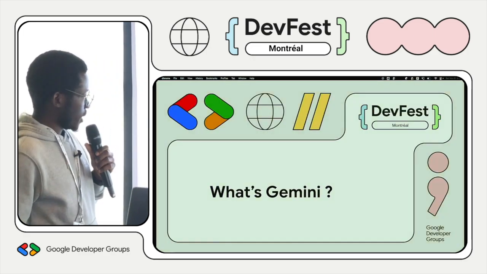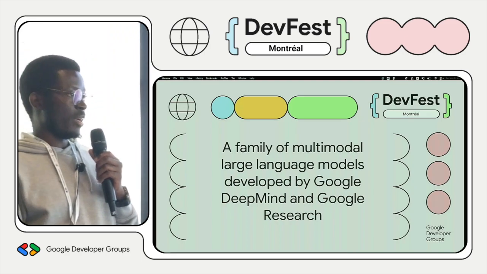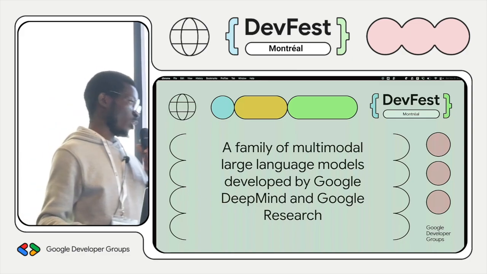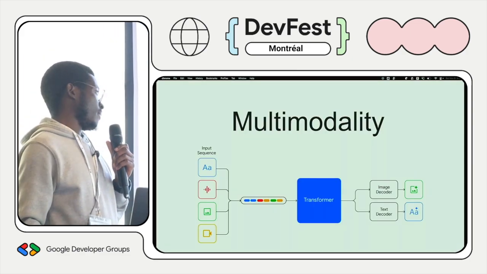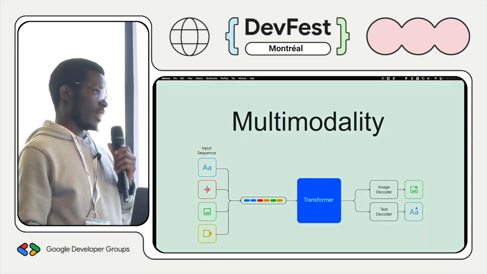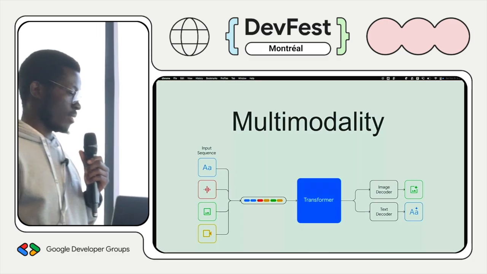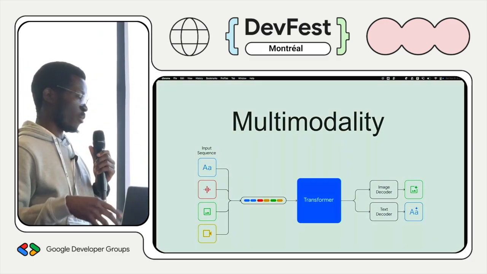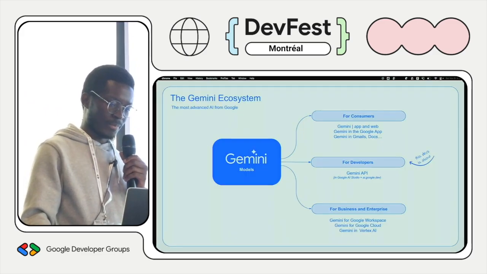So what is Gemini? Gemini is a family of multimodal large language models that has been developed by Google Research and Google DeepMind. By multimodal, we mean that it can handle different kinds of inputs. It can take text, images, video, and audio and transform them to give you an answer regarding what you have asked for.